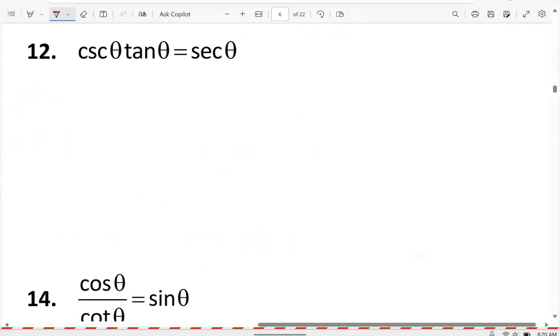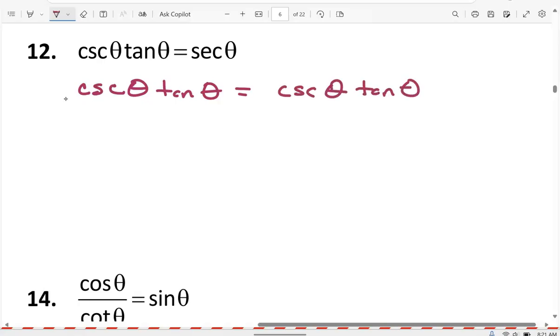In number 12, we have another trig identity to prove. So I'm going to start with the cosecant of theta times the tangent of theta is equal to the cosecant of theta times the tangent of theta. And then our job is going to be to transform that right side. So I'm going to leave the left side alone.